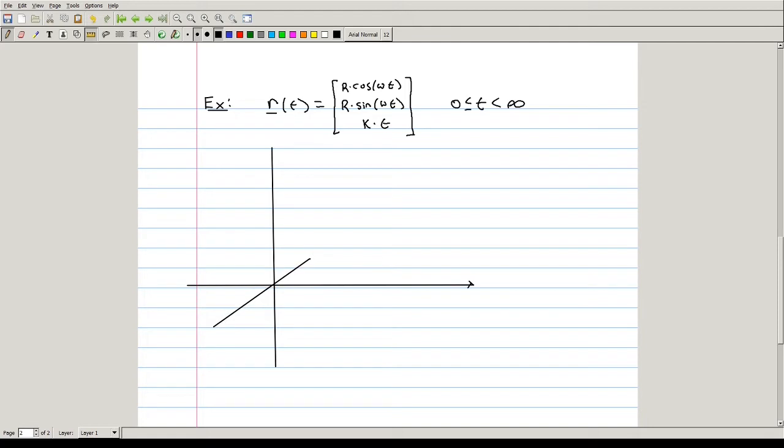So I want you to think for a little bit about exactly what this is going to look like. But sure enough, at t equals 0, say, the z coordinate is 0, the x coordinate is going to be r times cosine of 0, which is r times 1, and r times sine of 0, which is 0. So the y coordinate is 0, the x coordinate is given by r at this point, and the z coordinate is 0. It's exactly this point right here.